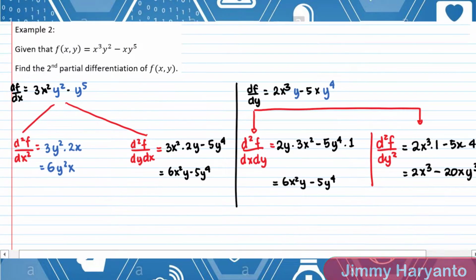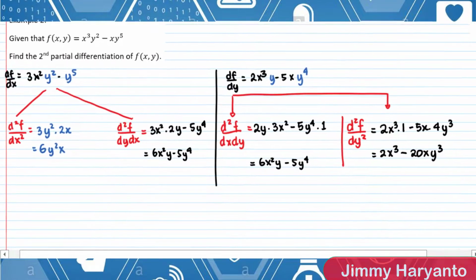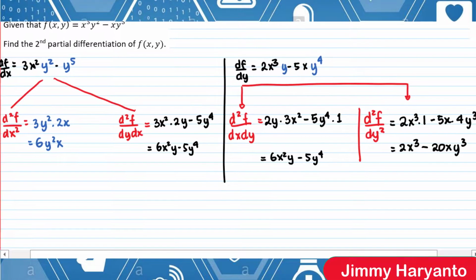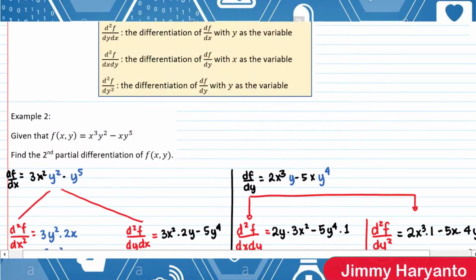A little bit complicated than the others ya. Ini agak susah guys.